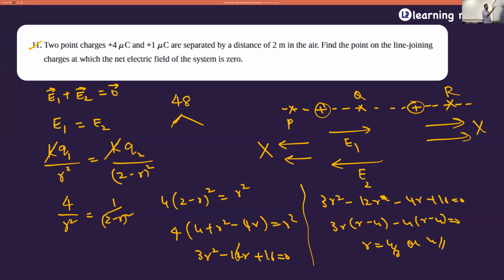Because I took R from here, when I say the distance from here is 4, it is greater than 2. When it is greater than 2, it will be somewhere on the right of both the charges. So this is not possible. Whereas when I take 4 by 3, it is 1.33, which is less than 2. So it's in between. So that's the right answer. Okay.